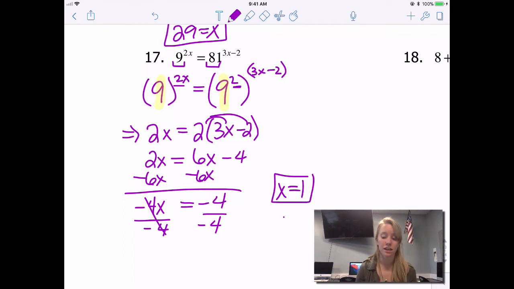Now, if you plug this into the original problem, I get 9 to the 2 times 1, which is 9 squared, or 81. On the right, I get 81 to the 3 minus 2, which is 81 to the first, so both sides are equal to 81.